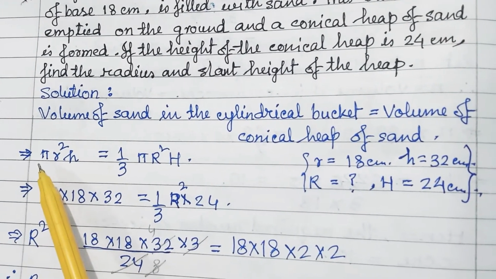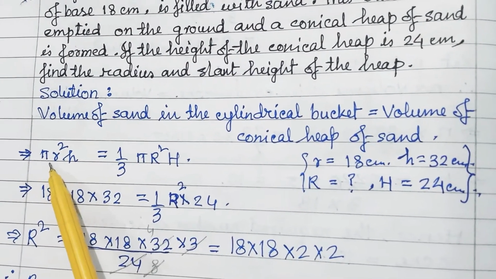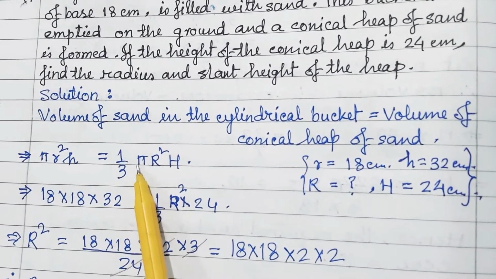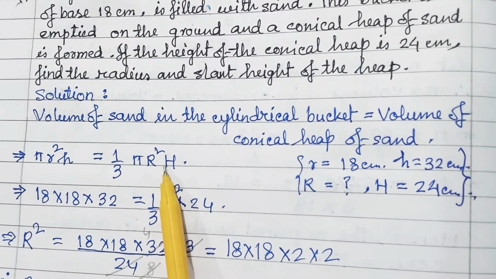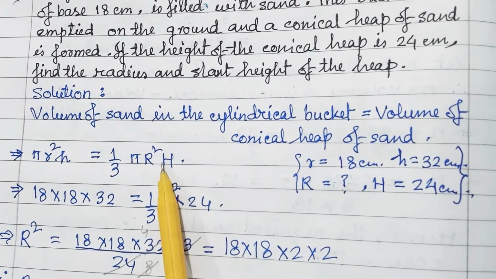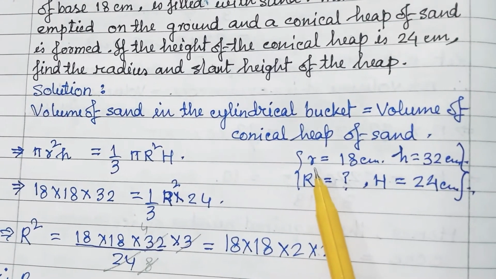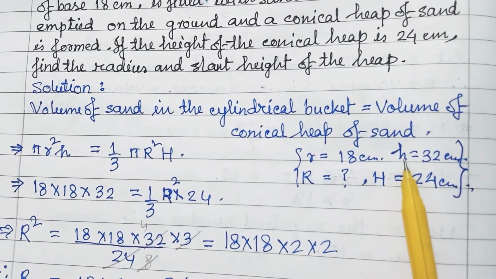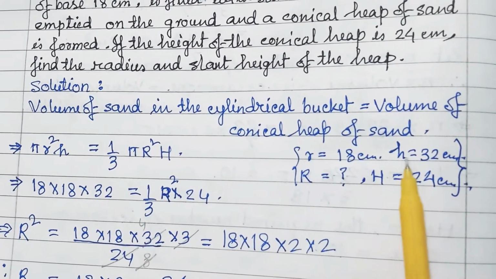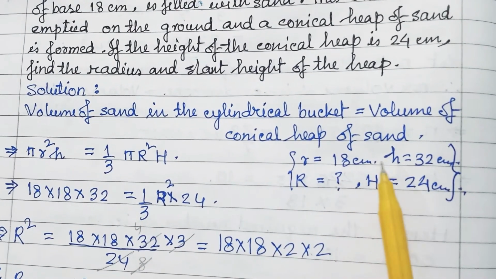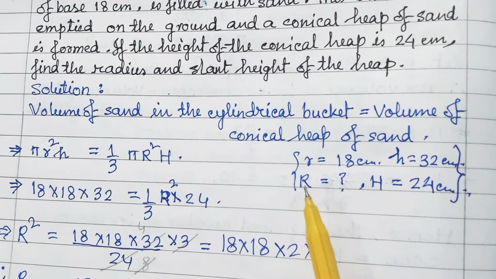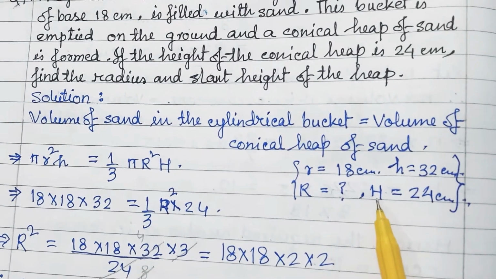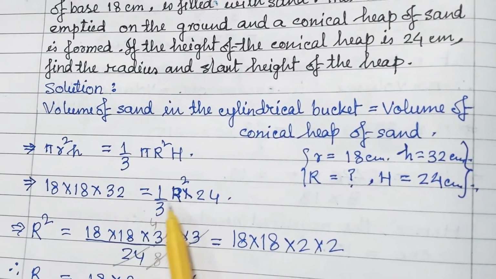Now pi r square h, the volume of the cylinder, is equal to 1/3 pi capital R square into capital H, the volume of the cone. For the cylindrical part, radius is 18 centimeter and height is 32 centimeter. For the conical part, the radius is capital R, which we have to find, and the height is given as 24 centimeter. Now substitute these values here.